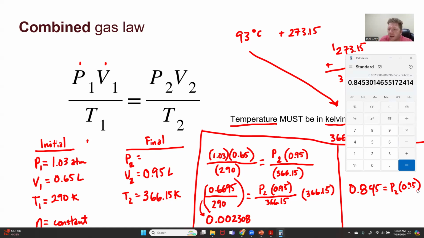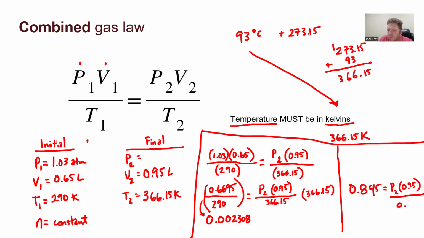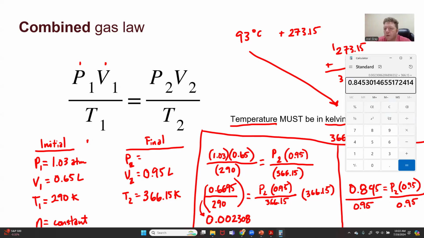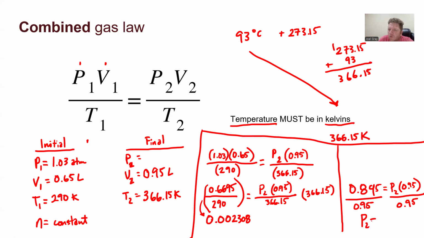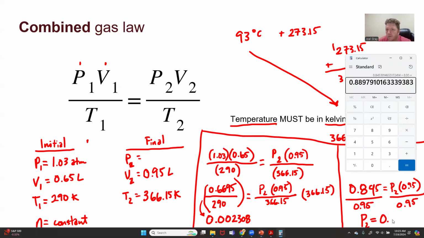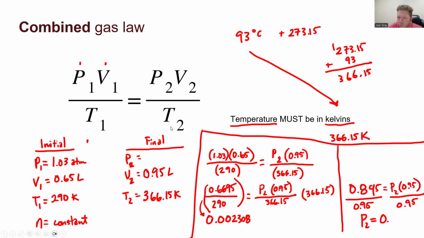So now I need to divide each side by 0.95. Now I've left that 0.845 in my calculator, so it's not actually going to be 0.845 divided by 0.95. Instead, it's going to be 0.84530146551724114 divided by 0.95. And that's going to get me P2 equals 0.8. I'm going to round that to 0.89.